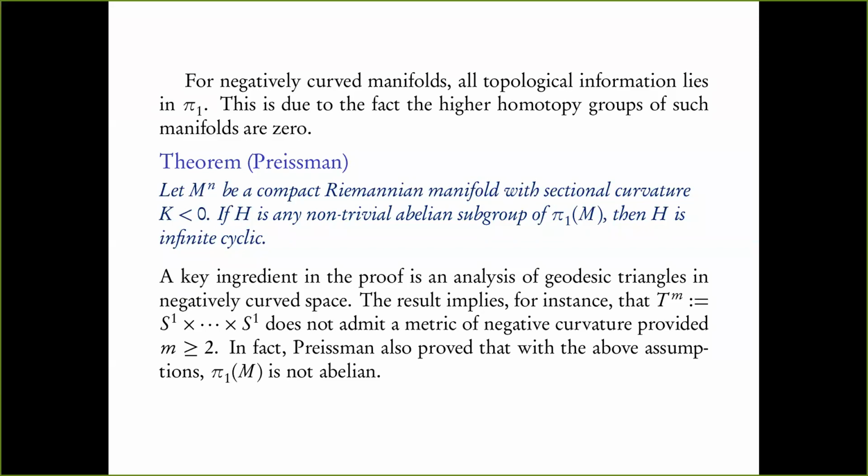So in fact, there's a variant of this which was also proved by Preissman. He showed that with the same assumptions above, meaning a compact Riemannian manifold with sectional curvature K less than 0, you can show that pi1(M) is actually not abelian. That doesn't mean it cannot have an abelian subgroup. Make sure that you understand the distinction. Pi1 of M not being abelian simply means it's not abelian; it could have abelian subgroups.